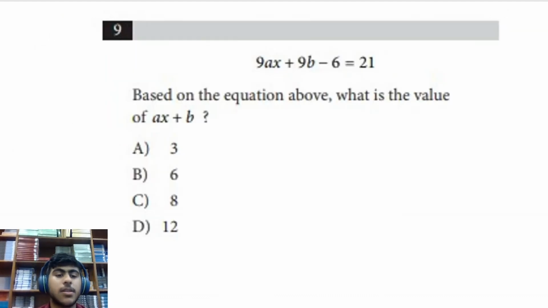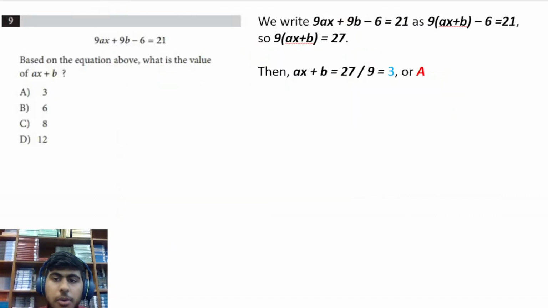All right, so number 9. We're told that 9ax plus 9b minus 6 equals 21, and we're asked for the value of ax plus b. Well, we can write 9ax plus 9b minus 6 as 9 times (ax plus b), all minus 6, equals 21.